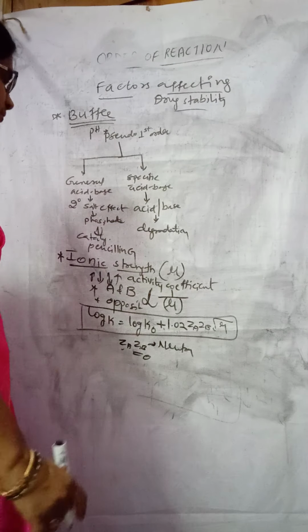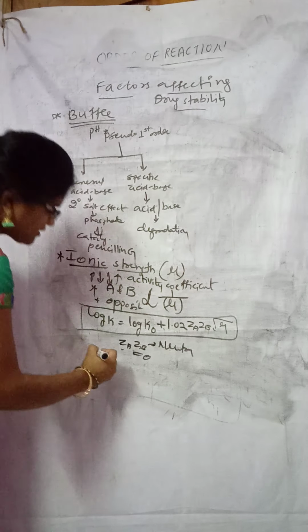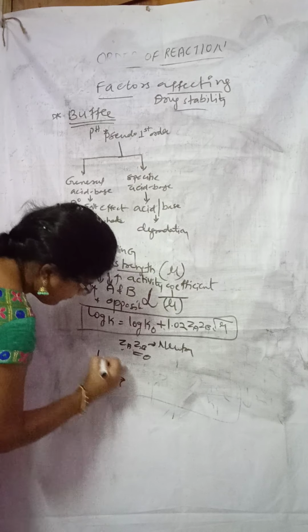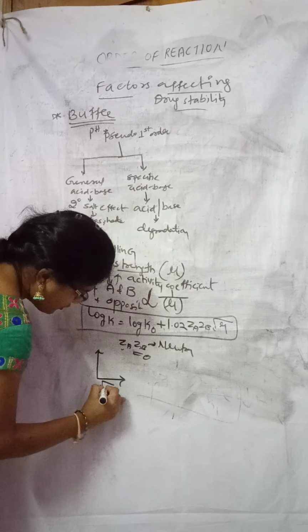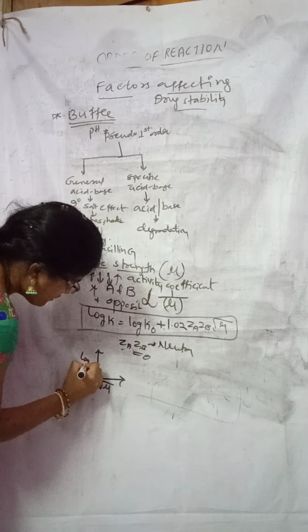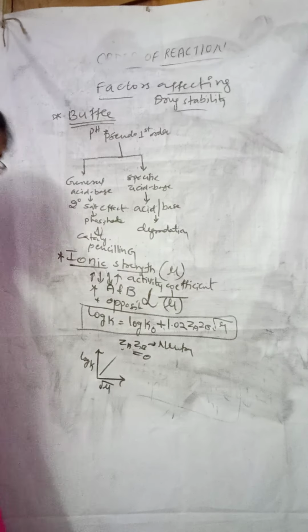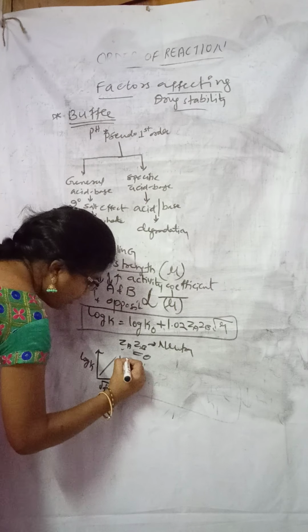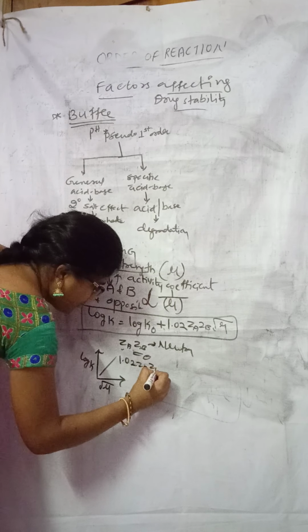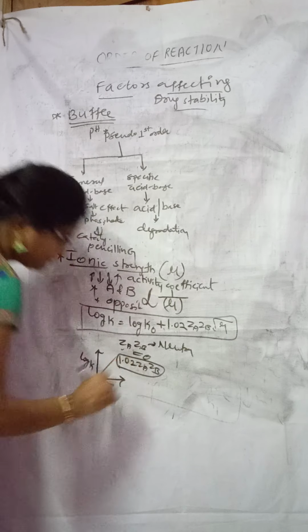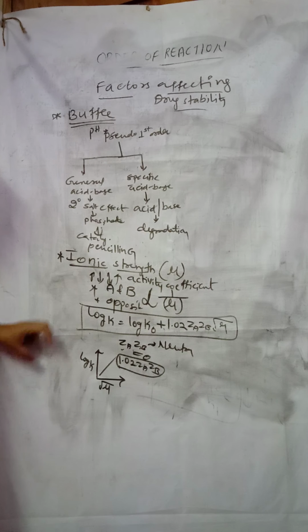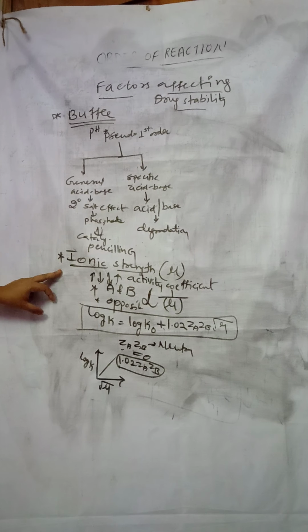Okay, and here in ionic strength, you are going to plot a graph of root mu versus log K. Then you will get a straight line with the slope 1.02 ZA ZB. Okay, so this is regarding ionic strength.